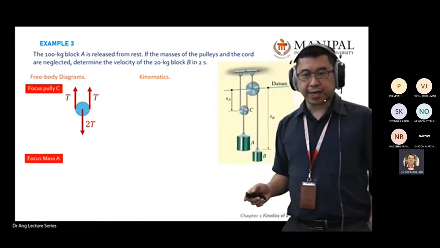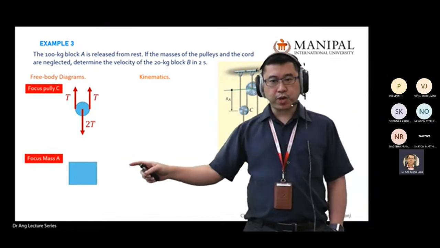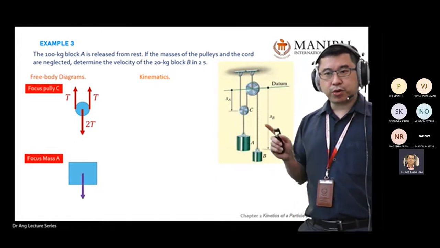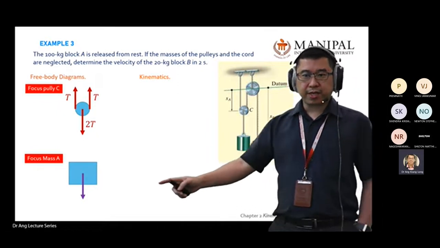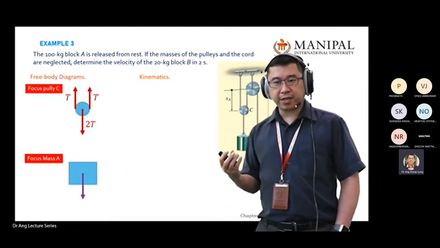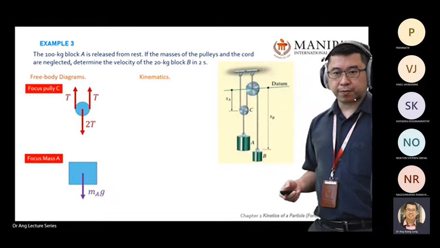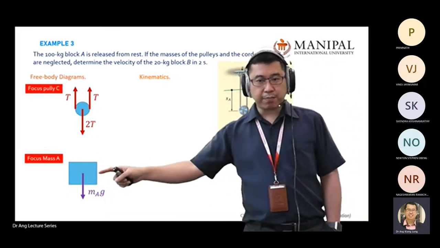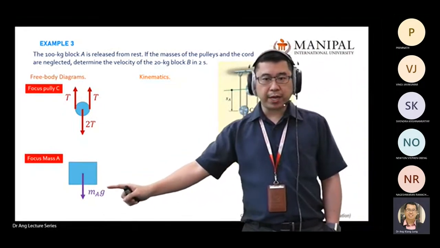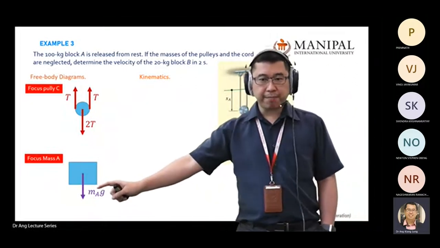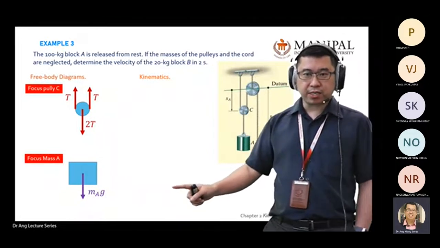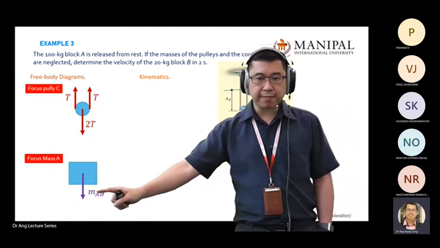Okay, now we focus on mass A, where we focus on the mass. So you draw a square or a circle also can to represent object A. Again, when you draw an object with a mass, straight away the first force acting on the body is because of the mass under gravitational acceleration, which is your W. Okay, so the first arrow that you put into your free body diagram for an object with a mass is always your weight, W equals mg. So in this case, I put m sub A to represent body A, because I have two bodies here. Just to represent object A, I use m sub A with g.